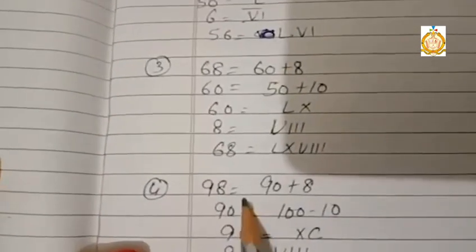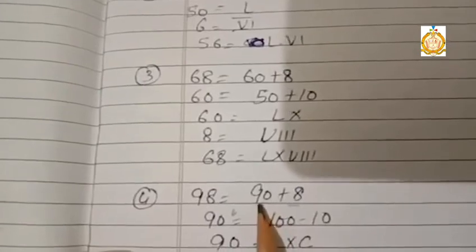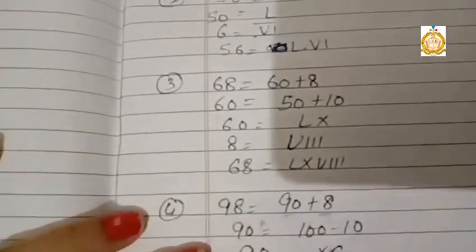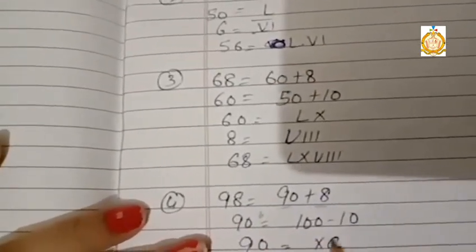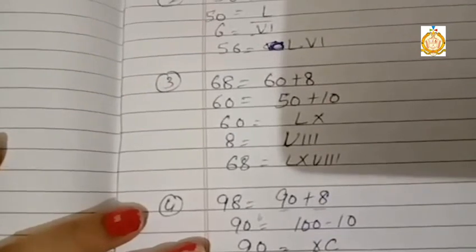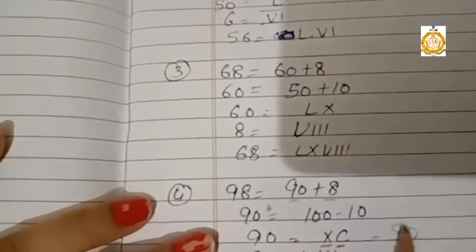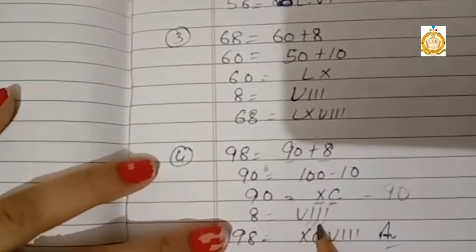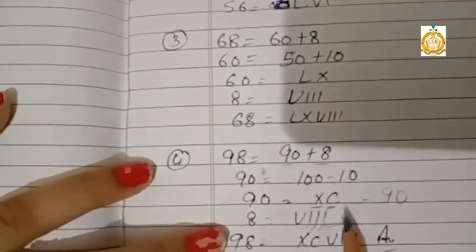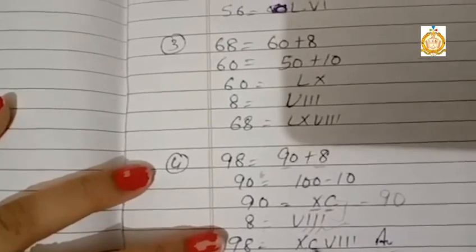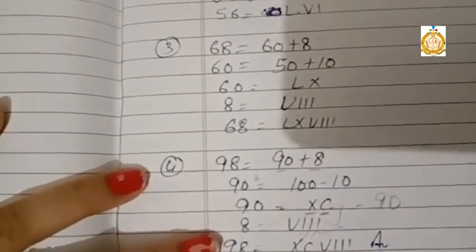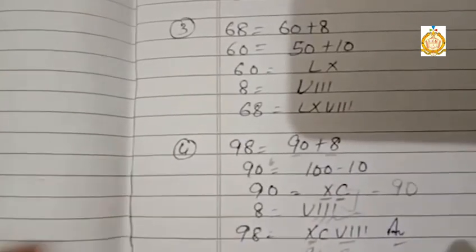Now 98 is equal to 90 plus 8. We can write 90 as 100 minus 10. I told you that we can subtract X from C. So C is 100 and X is 10 and we get 90. And 8 is what? 5, 6, 7, 8, right? We can write it as VIII. So XCVIII is 90 plus 8, which is equal to 98, right?